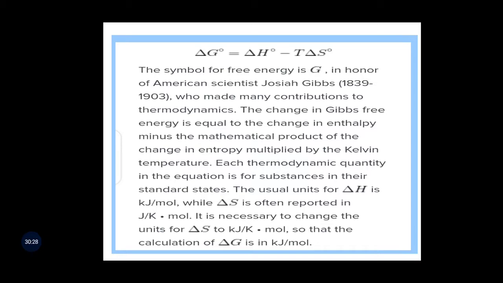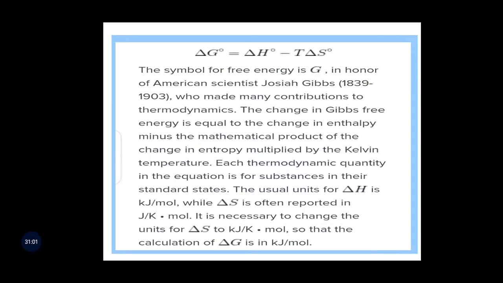The change in Gibbs free energy is equal to the change in enthalpy minus the mathematical product of the change in entropy by the Kelvin temperature. Remember, this temperature must be in Kelvin. So if in any calculation the temperature is given to you in Celsius, before you use it, you have to convert it to Kelvin. Each thermodynamic quantity in the equation is for substances in their standard state.